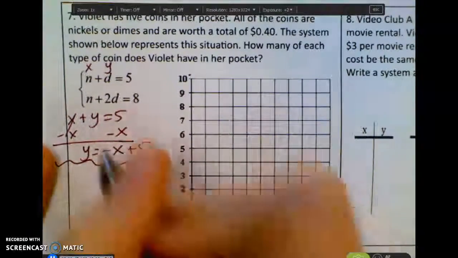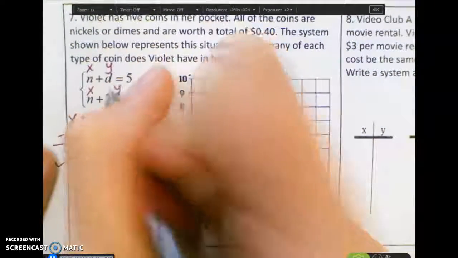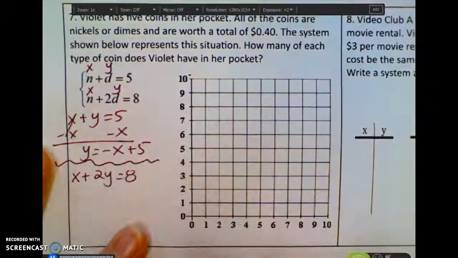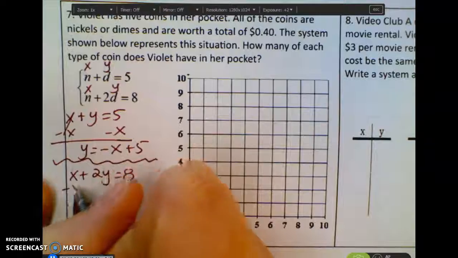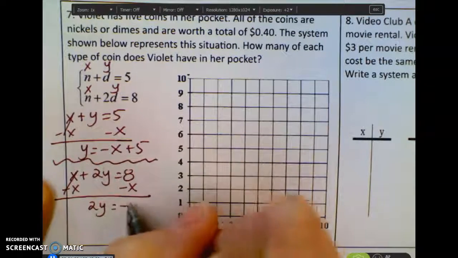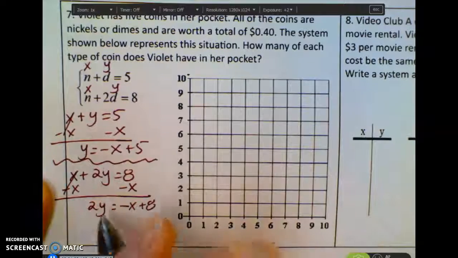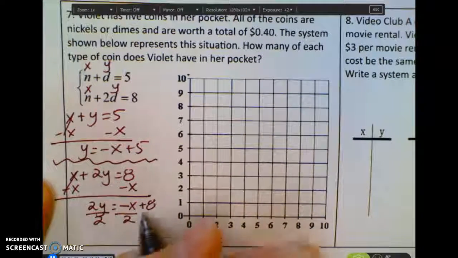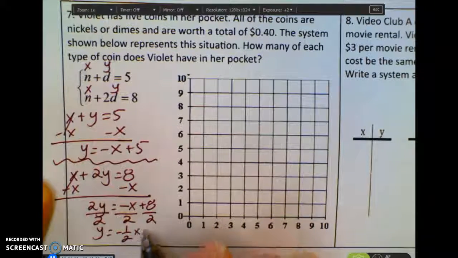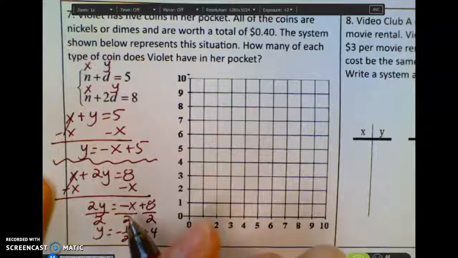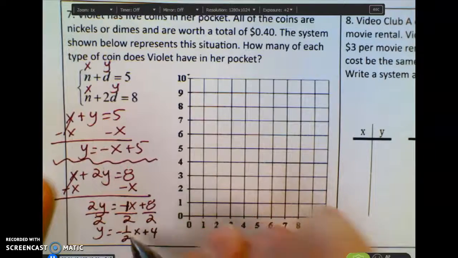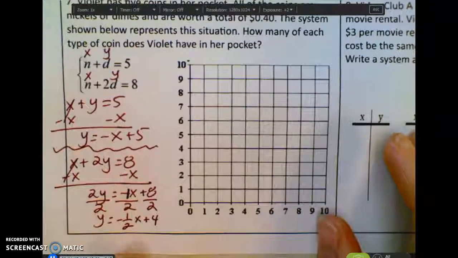The second one, we're going to replace N with X and D with Y again. So X plus 2Y equals 8. Now let's get the Y by itself. I'm going to subtract the X. That gives me 2Y equals negative X plus 8. We divide by 2, and we have Y equals negative 1/2 X plus 4. Remember that negative X over 2, we know there's a 1 in front of it, so that's the same as negative 1/2 X. So let's graph these.